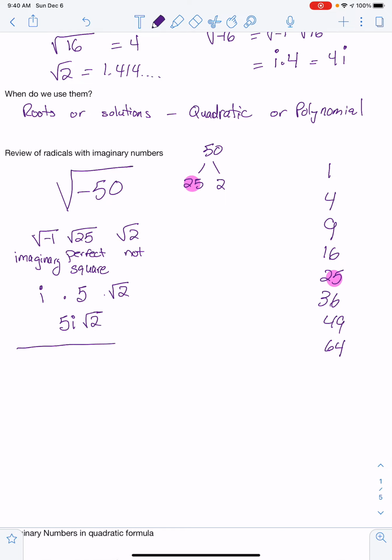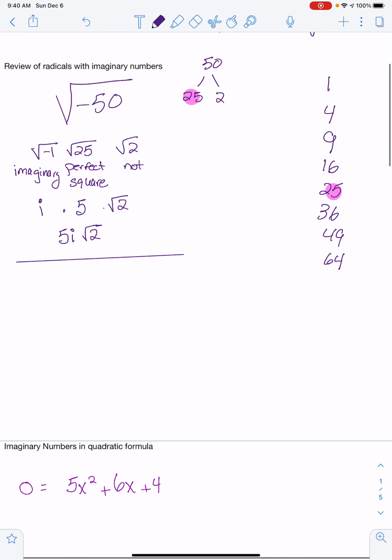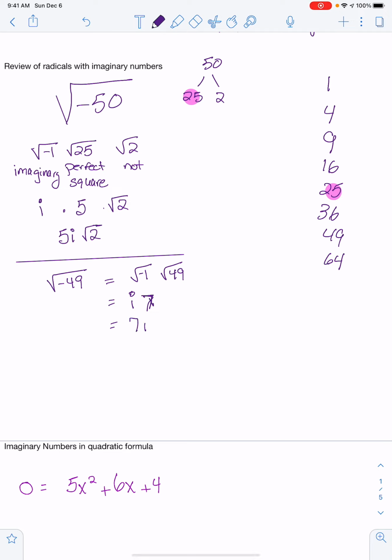There are times where it just becomes an i term. So for example, if I take the square root of negative 49, we know that 49 is just 7 times 7, but now we're going to break it into that imaginary piece and the perfect square piece, and there's no non-perfect square part to this. So then we're just going to simplify each part. And so that's going to become i times 7, which we would probably write as 7i. So I hope that helps with manipulating those radical pieces.